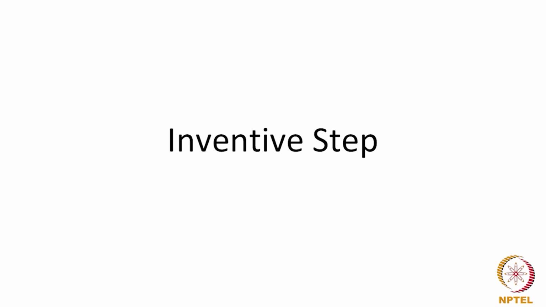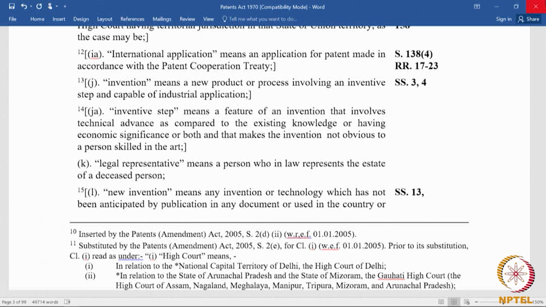Now we look at the second aspect, or the second element of patentability, that an invention should involve an inventive step. Inventive step has been defined in section 2(1)(ja). The earlier definition was much simpler. It just said inventive step means something that is not obvious to a person skilled in the art. But now the inventive step definition has been amended to include two other components.